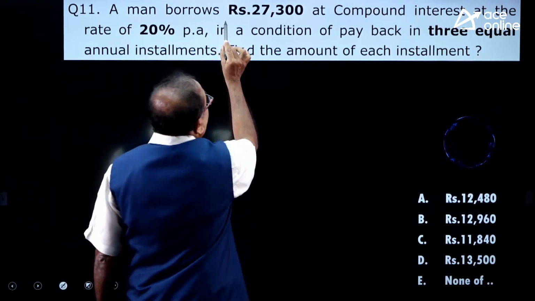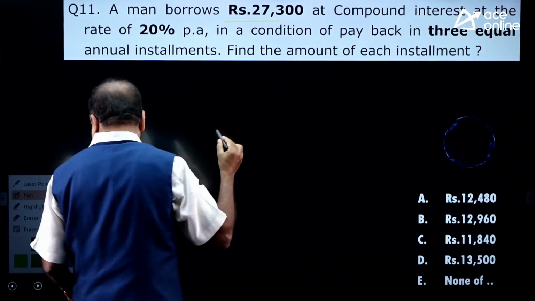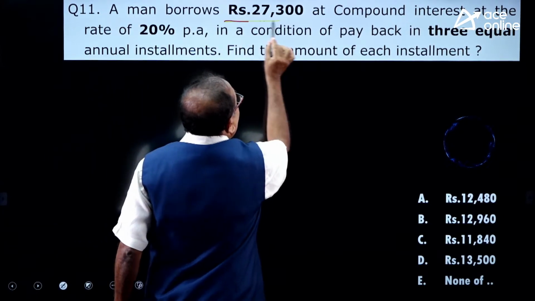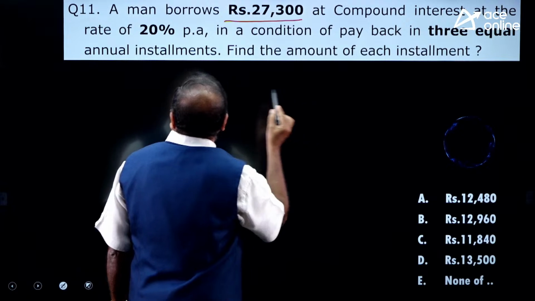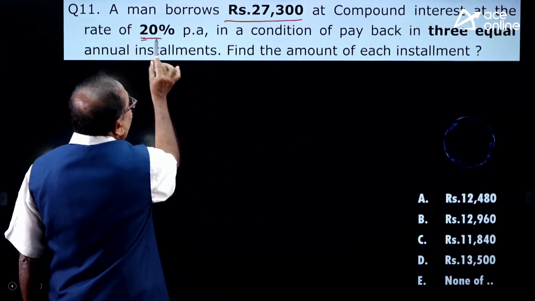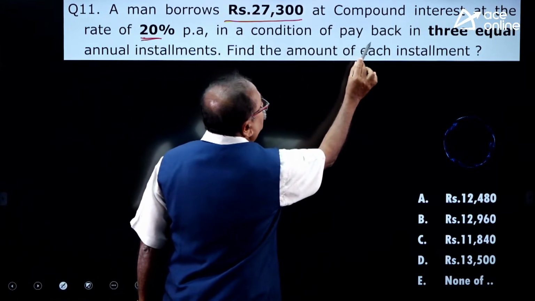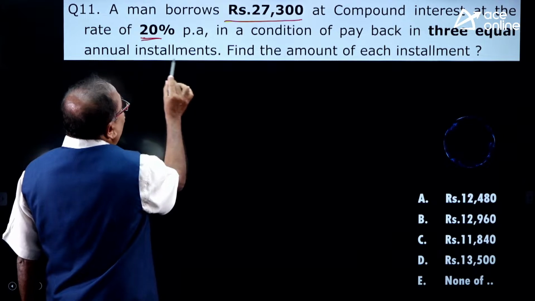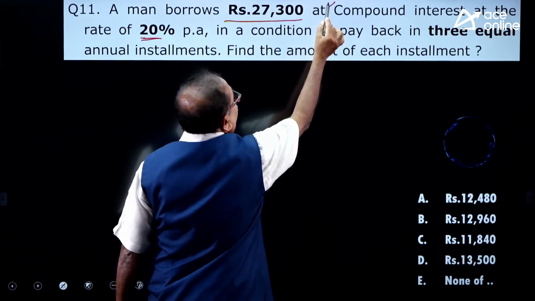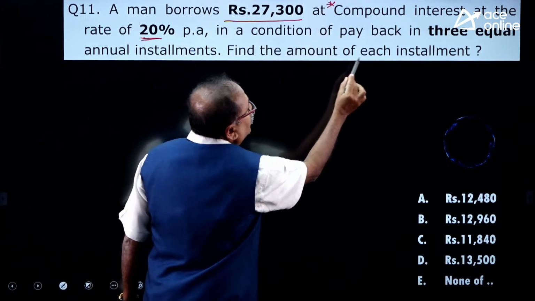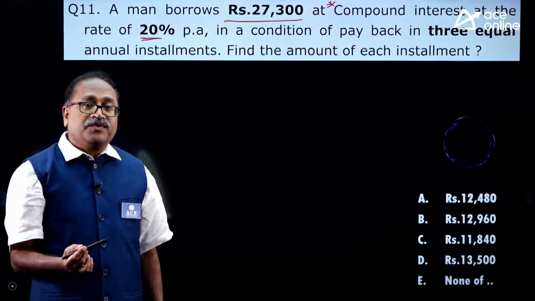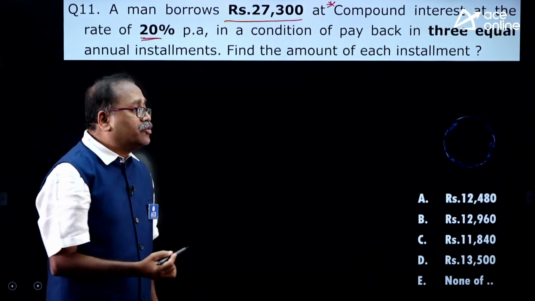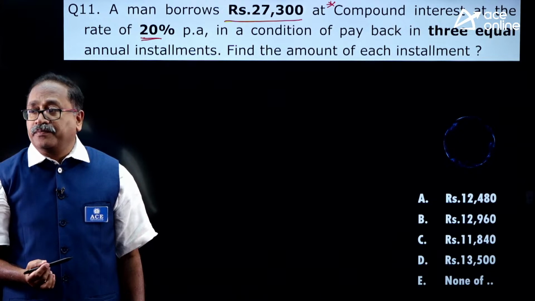A man borrows rupees 27,300 at a compound interest at the rate of 20% per annum in a condition to pay back in 3 equal annual installments. It is a compound interest. Find the amount of each installment. If you know the trick, you will be able to answer this question, my dear friend.